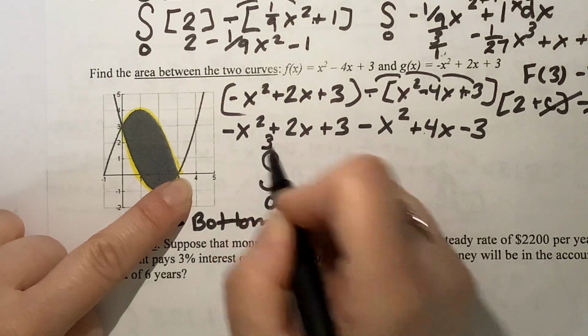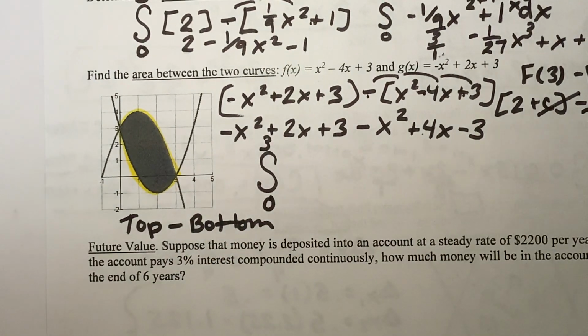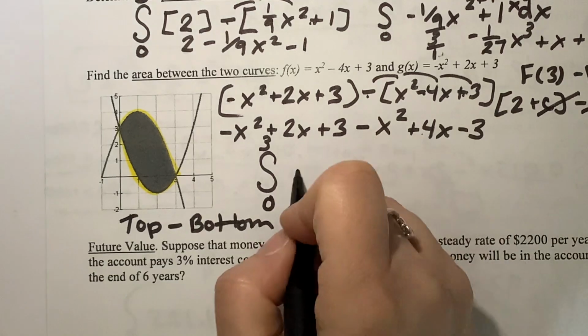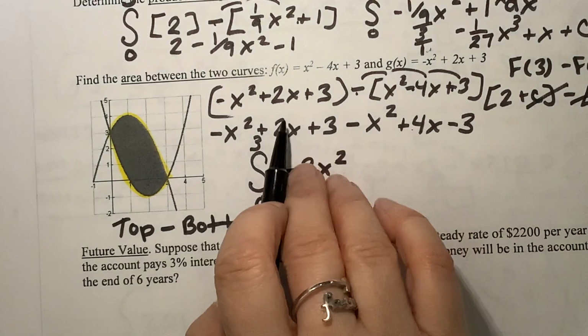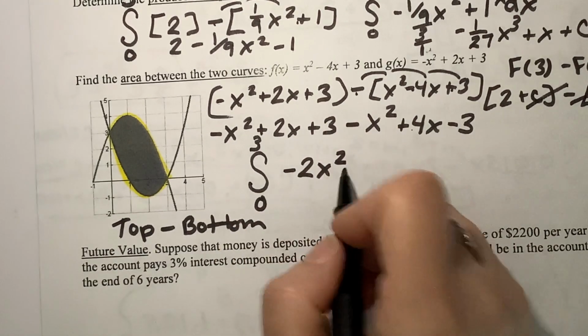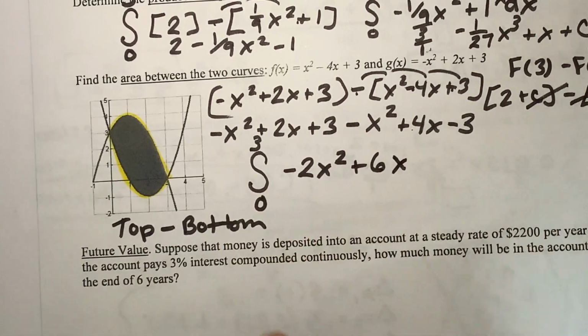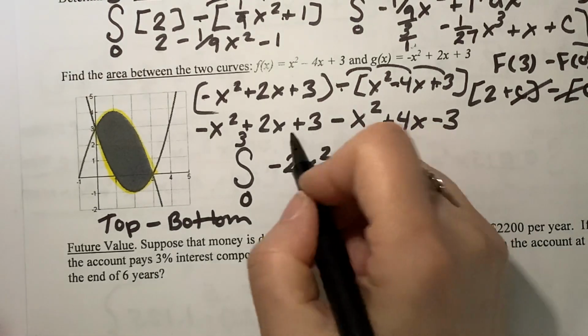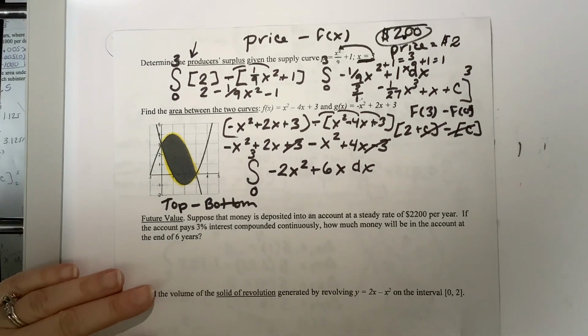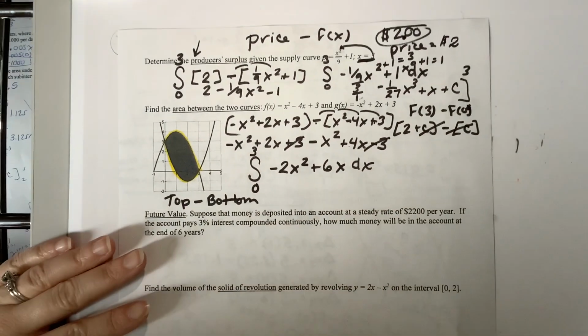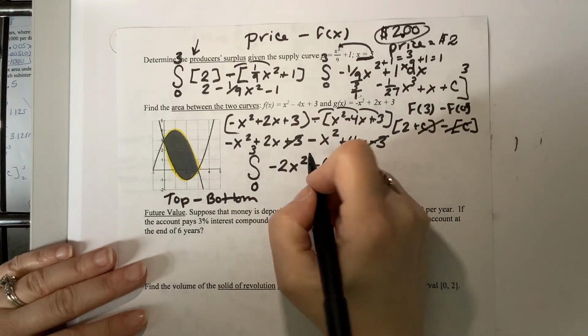The highest x value for the shaded region is 3. Negative x squared and negative x squared makes negative 2x squared. X's: 2x plus 4x makes 6x. Constants: positive 3, negative 3 cancels. Now it's just the straightforward fundamental theorem of calculus to find the answer.